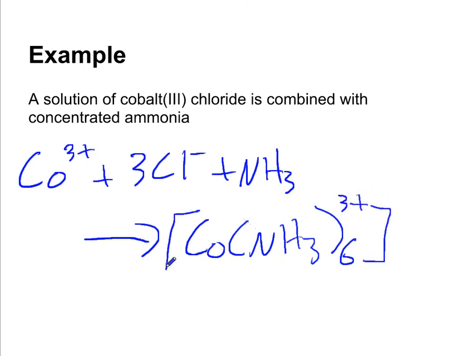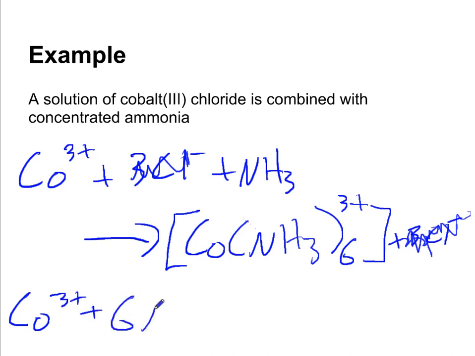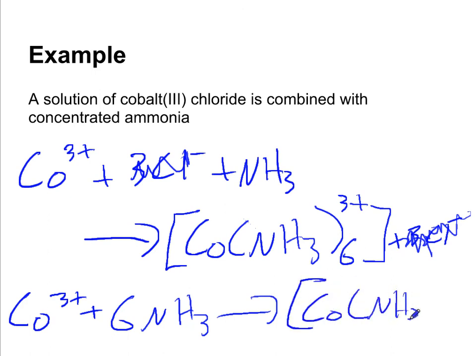Complex ions are often put in brackets just to keep them together and separate from other parts of the reaction. And we're still going to have our 3 chloride ions present over here. Those are going to be spectator ions, so they would be crossed out of our net ionic form. So the overall net ionic reaction would be cobalt plus 3 plus 6 ammonia yields our complex ion, Co(NH3)6 plus 3.